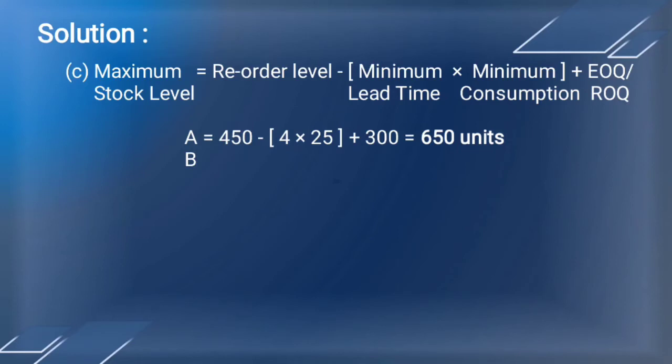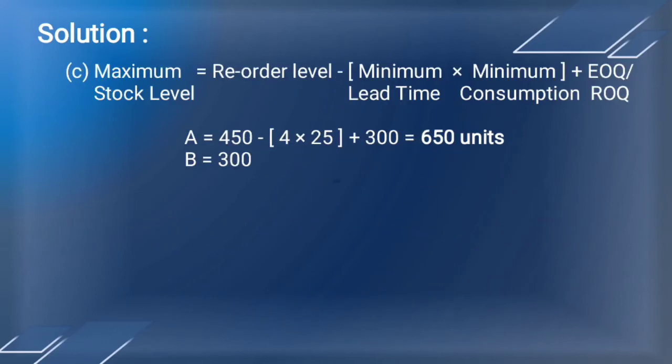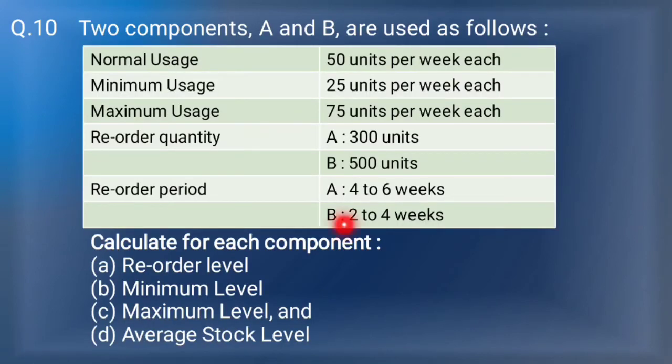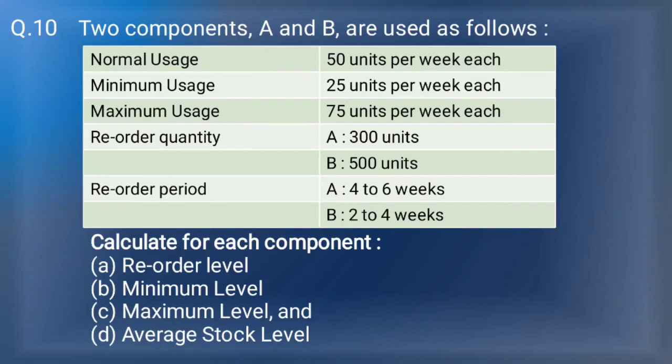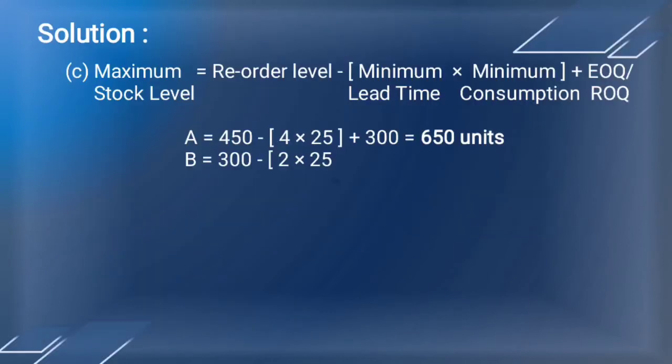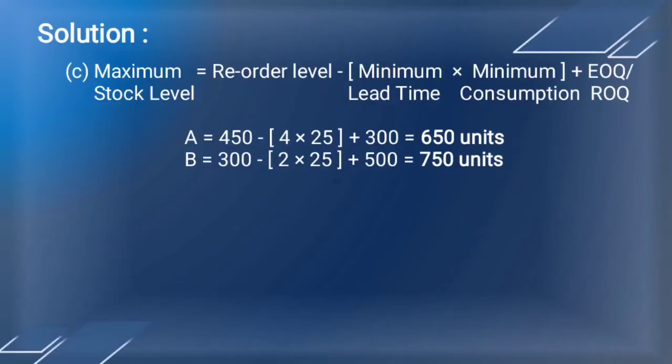For component B, reorder level is 300 units. So we'll record 300 minus minimum lead time, which is 2 for component B. So we'll record 2 into minimum consumption. So minimum consumption is 25 units per week each. So we'll record 25 plus EOQ or ROQ, which is given as 500 units for component B, which will be equal to 750 units. So the maximum stock level for component B is 750 units.